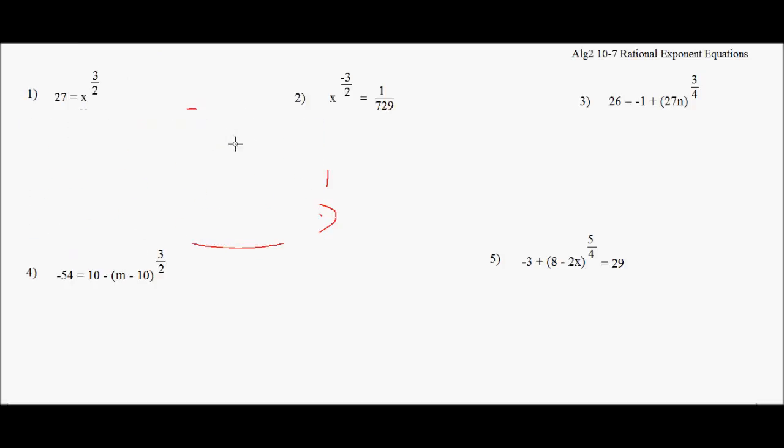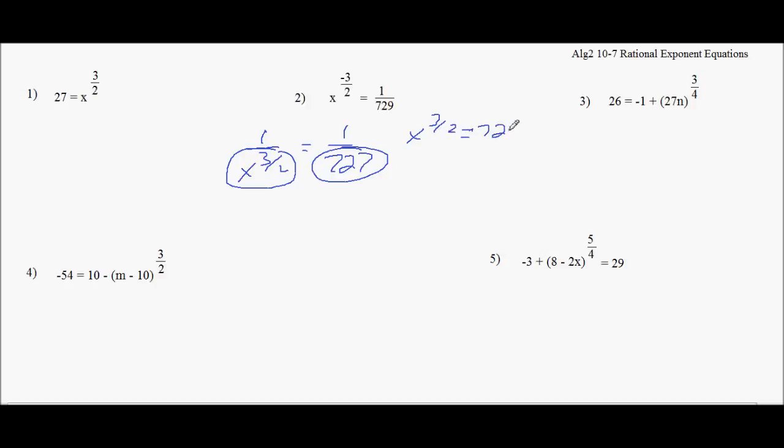This one is an interesting one. This is number 2. So really what you have here is 1 over x to the 3/2 power, because the negative gives you this. Basically that means this is equal to that, right? They're in the same spot, so they have to be equal to each other. So you have x to the 3/2 is equal to 729, and then take 2/3 of that, 729 to the 2/3.